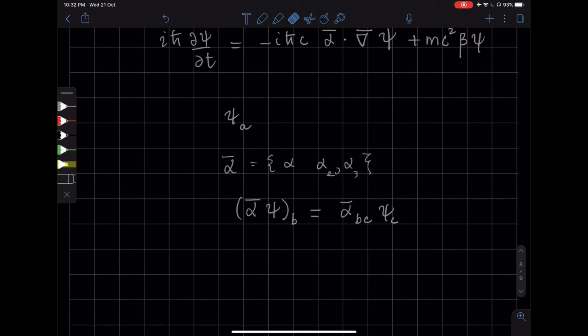Note that these labels 1, 2, 3 are not these indices. These are labels, whereas these indices are indices of the whatever-by-whatever matrix. Similarly, we have beta acting on psi is a matrix element A of a column matrix, and beta is given by beta AB acting on psi B.